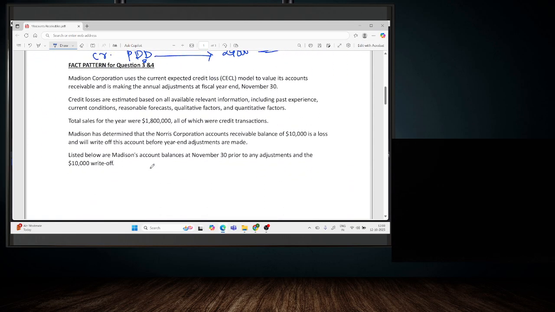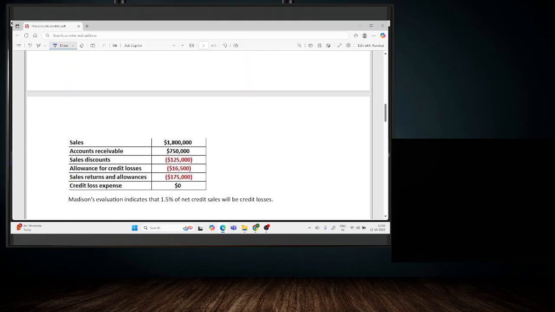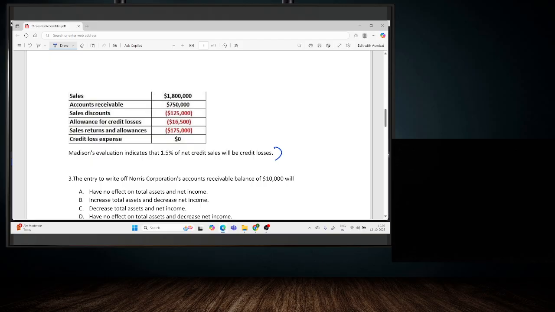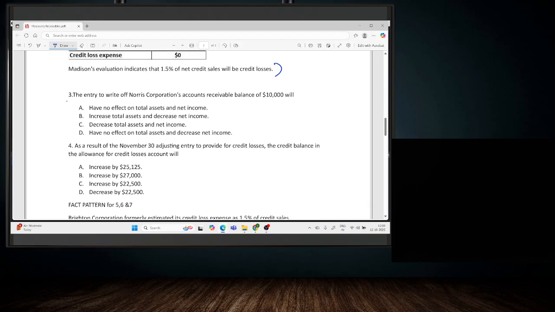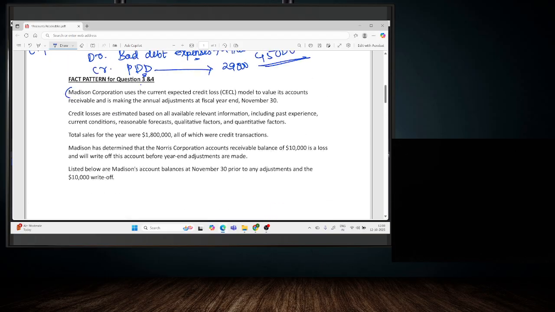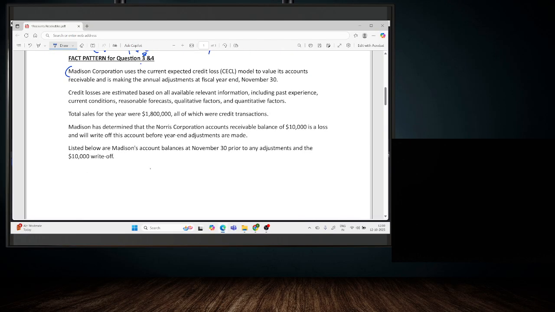Then we have a fact pattern for question number 3 and 4, which means based on the facts given from here till here, we have to answer question number 3 and question number 4. Madison Corporation uses the current expected credit loss model. What is this current expected credit loss model? It is nothing but the allowance method. The other name for allowance method is current expected credit loss model.